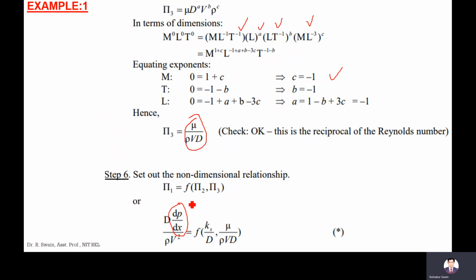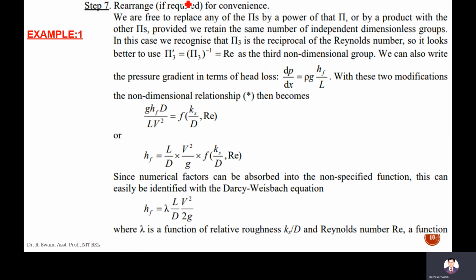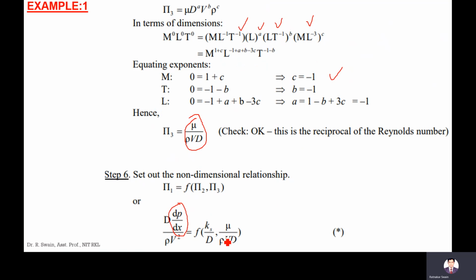So let us take pi 1 as a function of pi 2 and pi 3, because pi 1 contains dp by dx. So this dp by dx divided by rho b square will be a function of ks by d and mu by rho b d. Here there is scope for rearrangement. We can rearrange, like mu by rho is just a function of 1 by rho. It is a function of 1 by rho, meaning it is a function of Reynolds number.